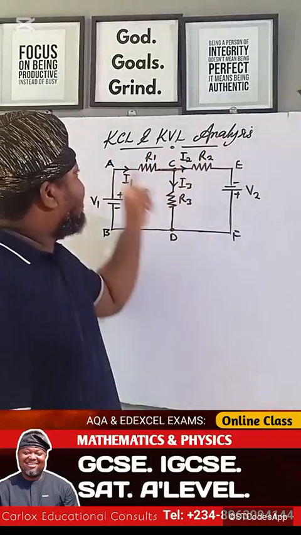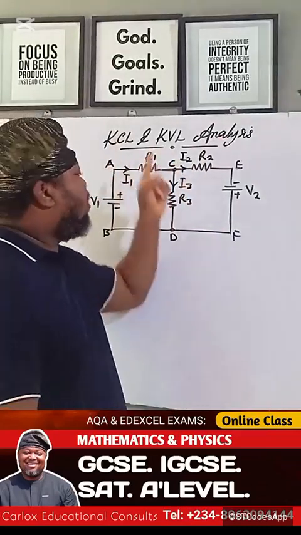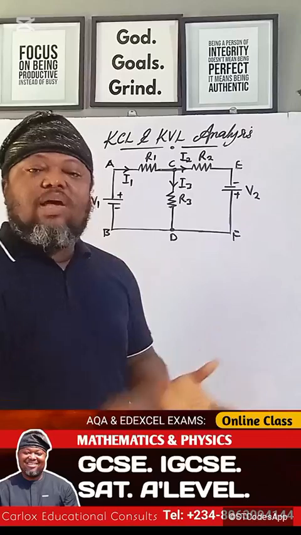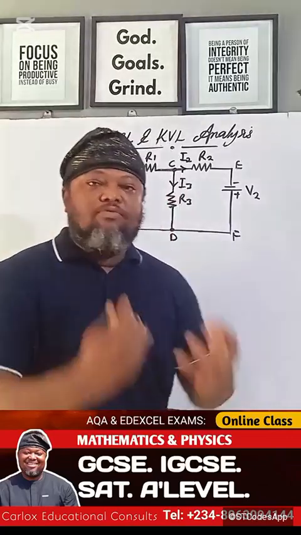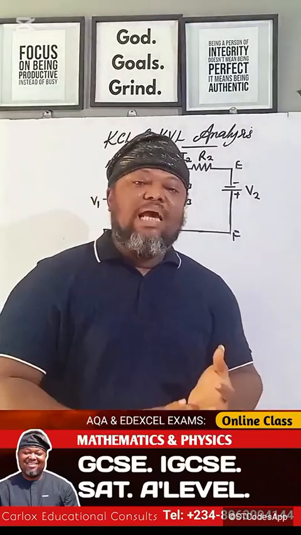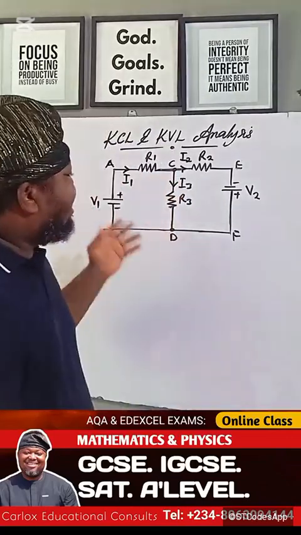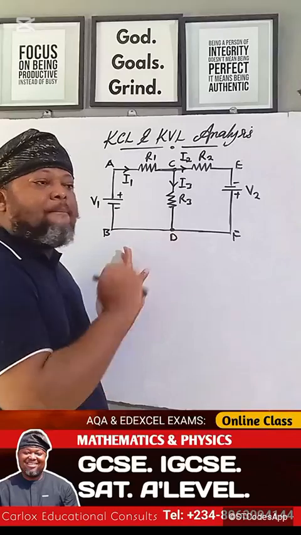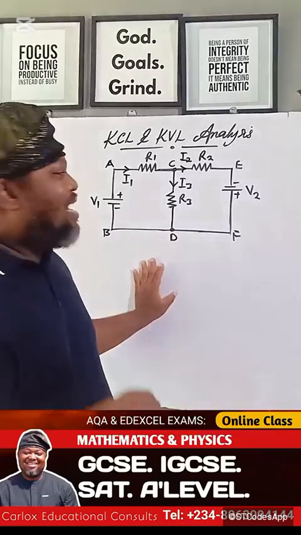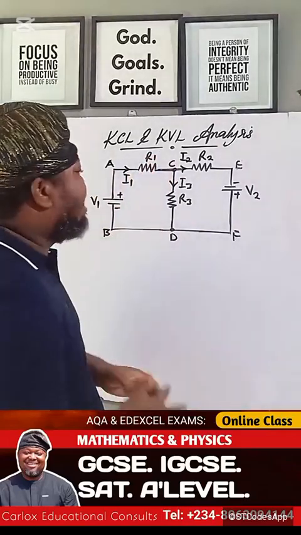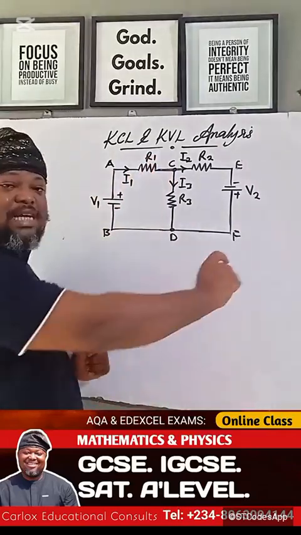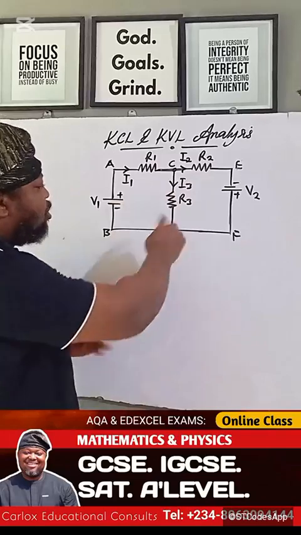How do you analyze KCL and KVL? What is KCL? KCL means Kirchhoff current law, whereas KVL means Kirchhoff voltage law. Let's apply KCL and KVL on the board here in this complex circuit. However, Ohm's law has its own ideas here, but KCL and KVL can do this properly. Let's get the rightful equations that are needed in this circuit.